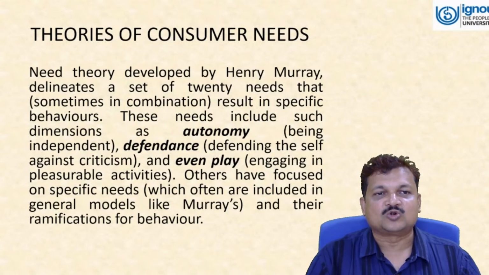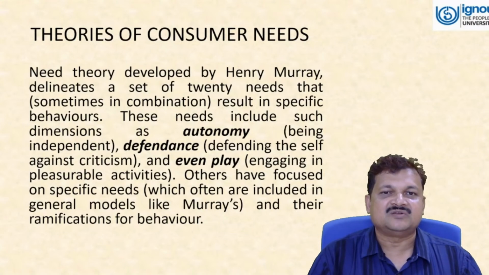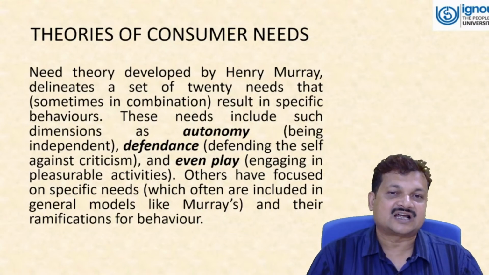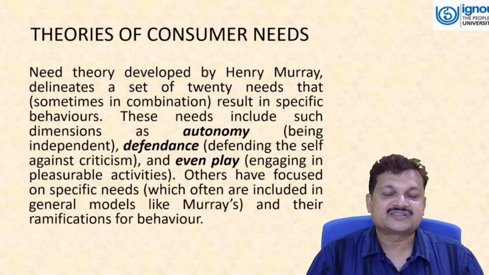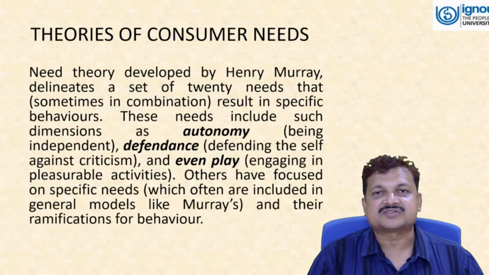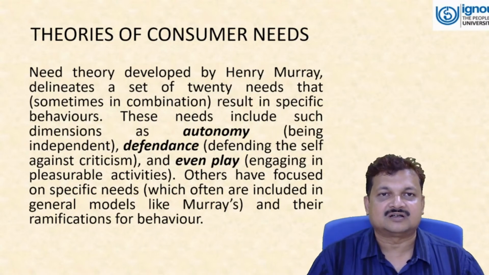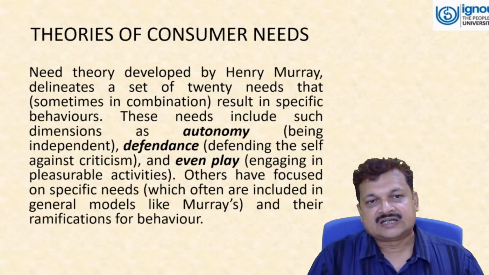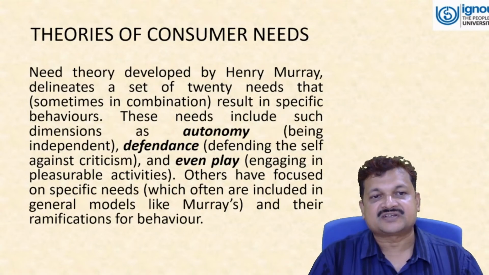The first is autonomy. Sometimes you want to exercise autonomy in your needs. Mostly when we go to restaurants, we try to select individually, what I like, I may prefer that one. Ice cream flavors, if I like one, I will take my flavor. My wife may like another flavor, my daughter or son may like another flavor, like that. Next is defendance, defending the self against criticism.